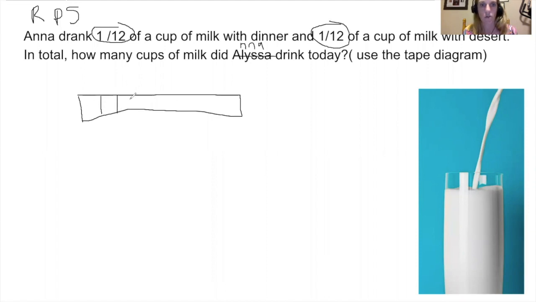1, 2, 3, 4, 5, 6, 7, 8, 9, 10, 11. Let's double check just to make sure we have 12s. 1/12, 2/12, 3/12, 4/12, 5/12, 6/12, 7/12, 8/12, 9/12, 10/12, 11/12, 12/12. So we are set.